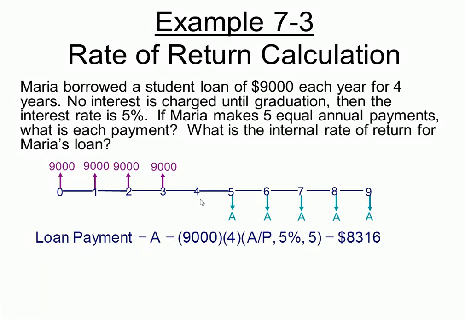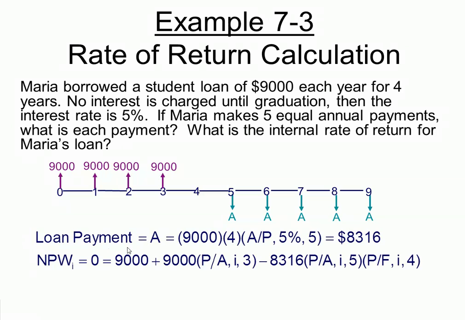So the second discount factor we will multiply by is going to be P given F. And we discounted 4 periods back, so it's going to be P given F at I over 4. So that's exactly what we have. We're setting up net present worth equal to 0, because that is the equation from which we're going to determine the rate of return.